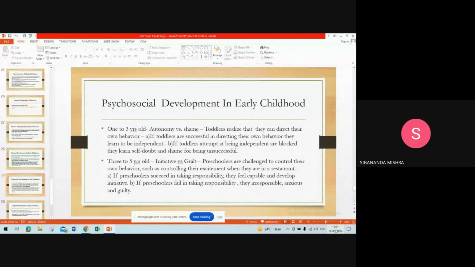Have you any experience with children 1 to 3 years old, autonomy and shame? If they complete the task, it is their autonomy, meaning they are independent. Toddlers who are successful in directing their own behavior learn to be independent. If toddlers' attempts at being independent are blocked, they learn self-doubt. They doubt themselves, and they also feel shame for being unsuccessful.